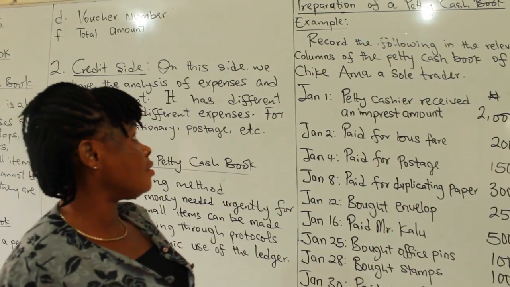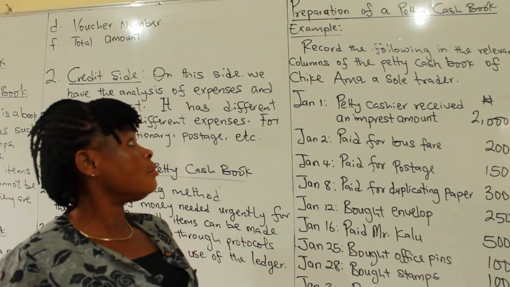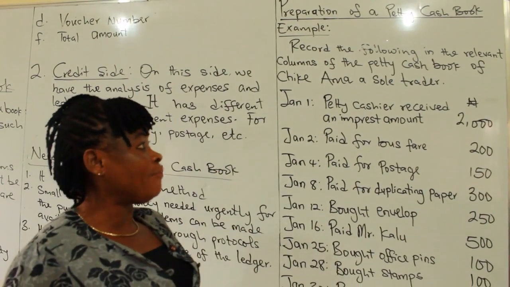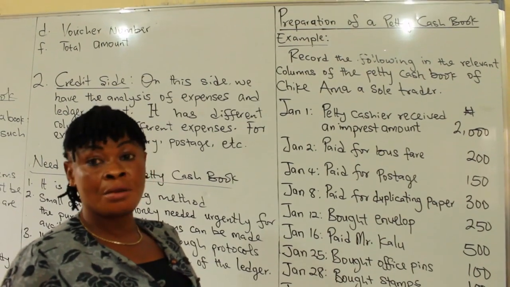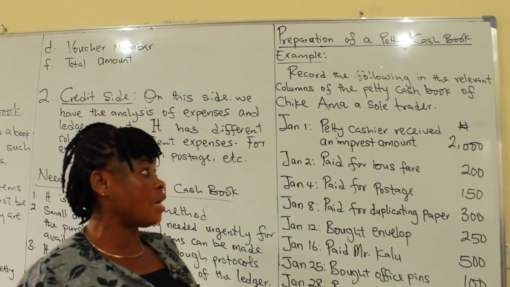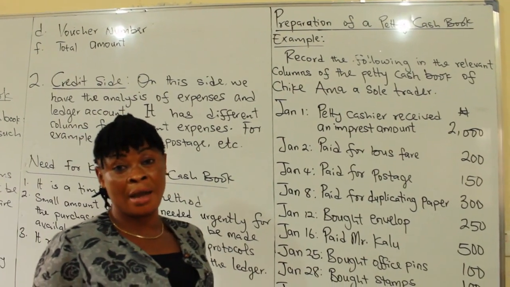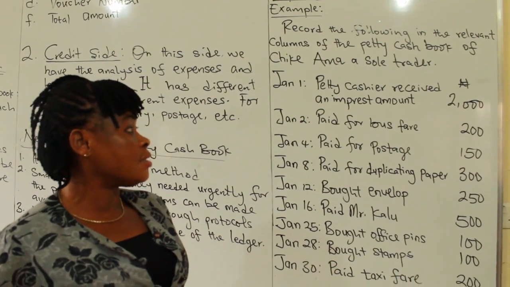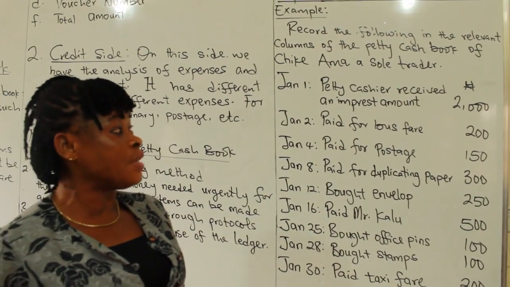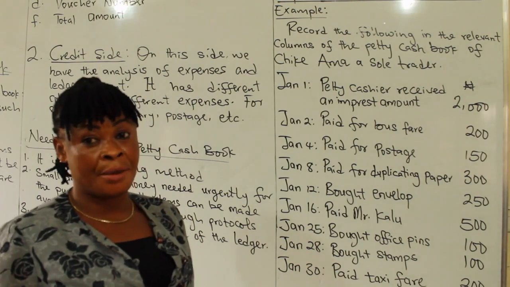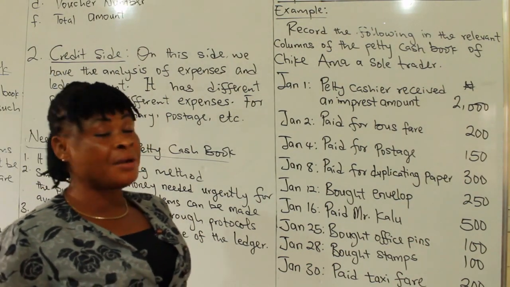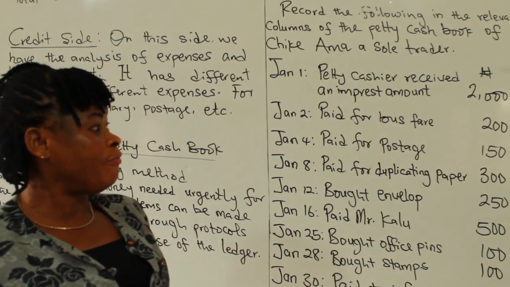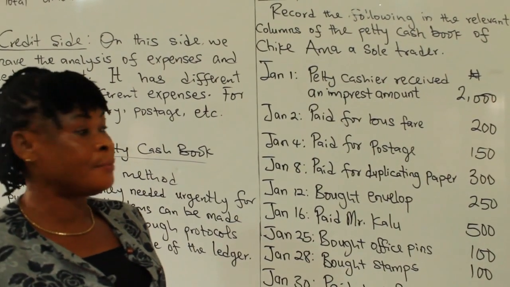Alright, the next subheading is the preparation of the petty cash book. Record the following in the relevant columns of the petty cash book of Chike Ama, a sole trader. January 1st, petty cashier received an imprest amount of 2,000 naira. On January 2nd, paid for bus fare 200 naira.